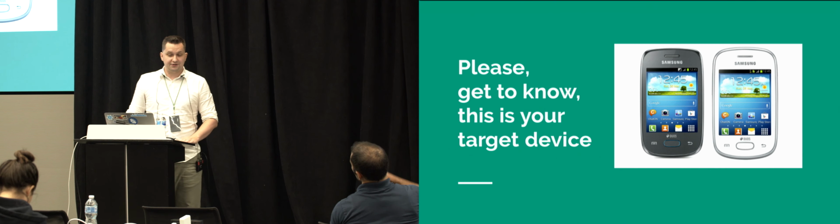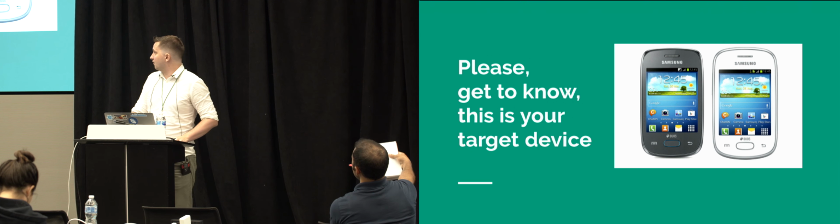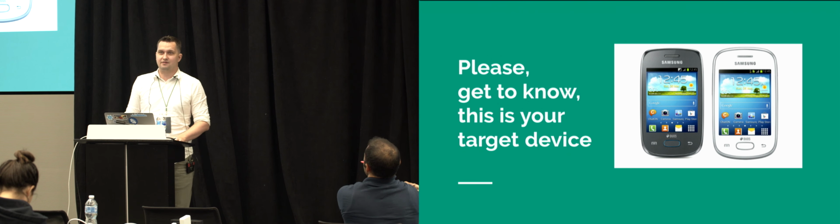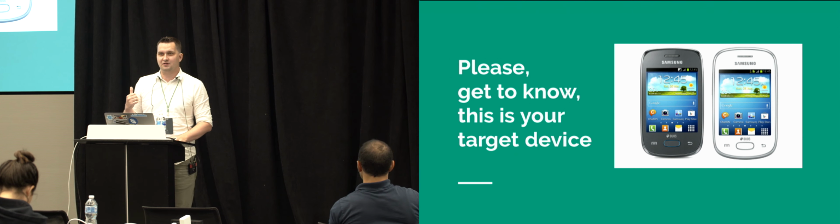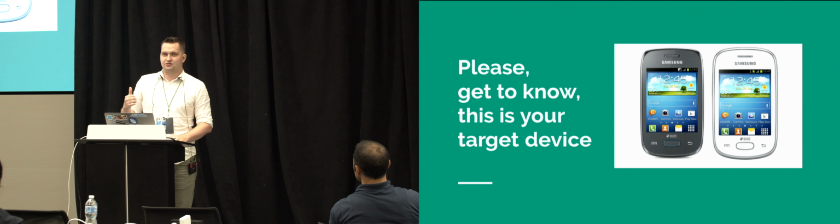And please get to know this, it should be your favorite target device. This is a Samsung Galaxy something. I don't remember the number. It has a screen resolution of 320 by 240, an extremely slow CPU, and two SIM cards.